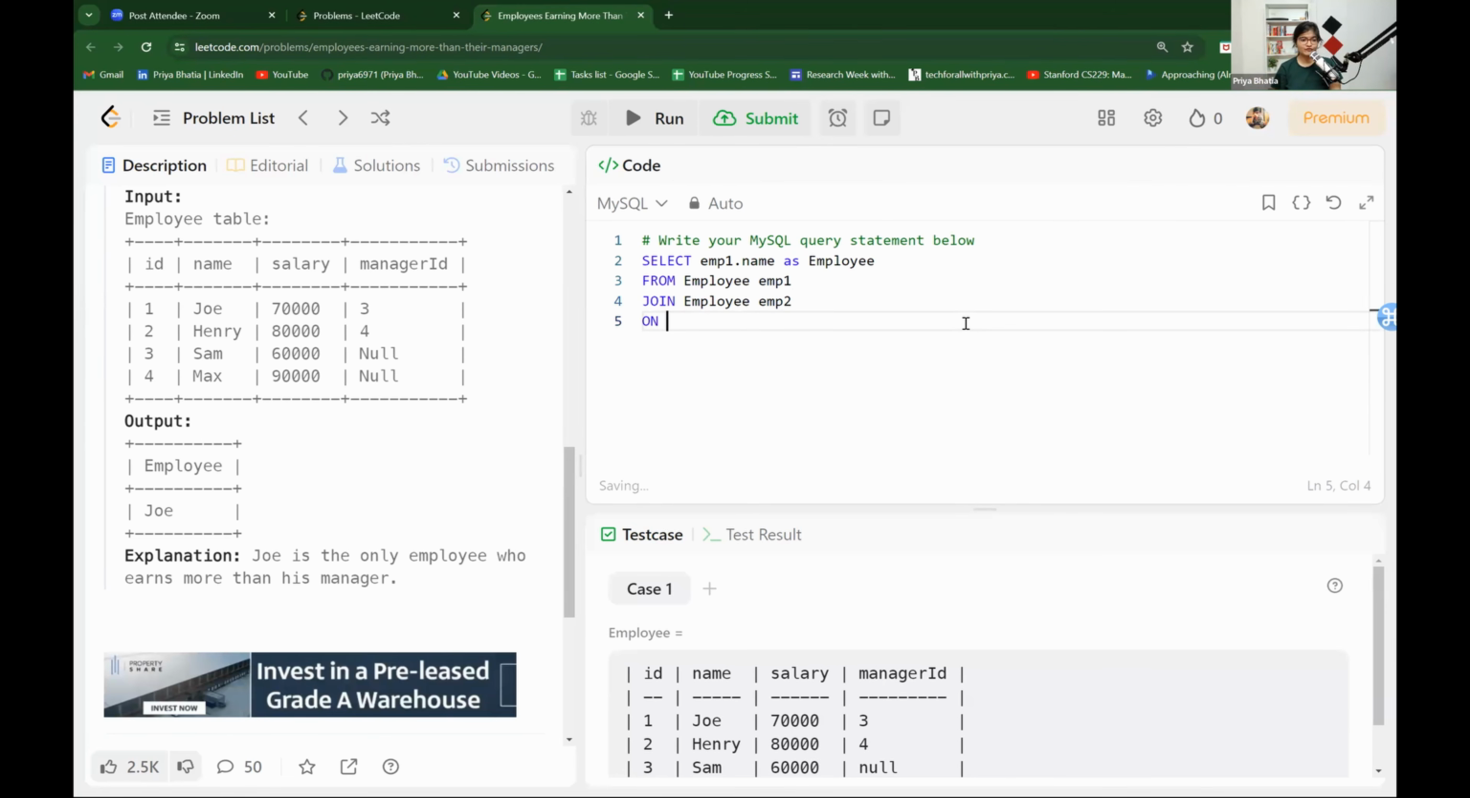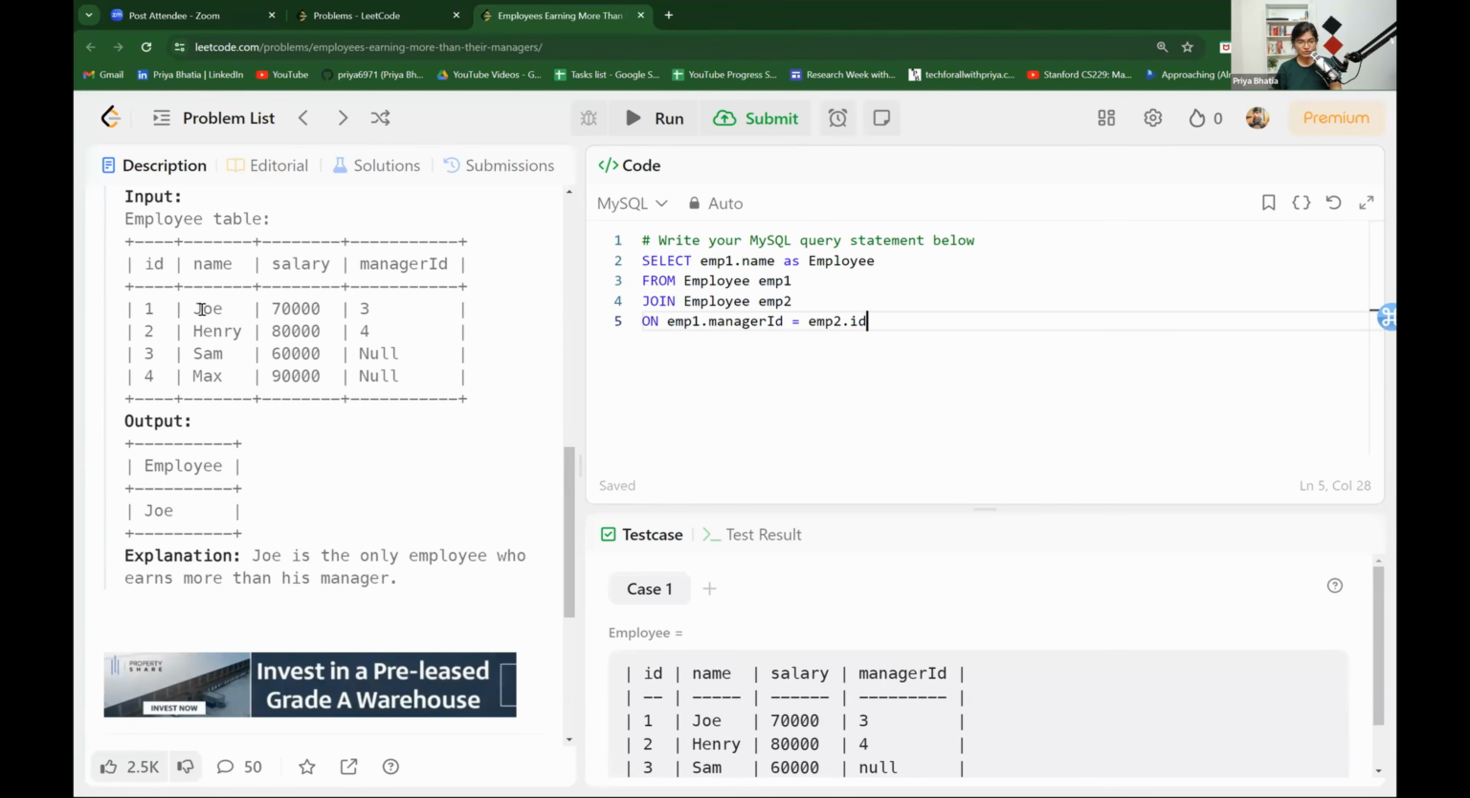Now I'm looking forward for every particular employee ID. What is the manager ID, right? So I'm looking forward emp1 dot manager ID. If it is equal to second employee is the manager ID, right? So emp2 dot ID. Is this clear?